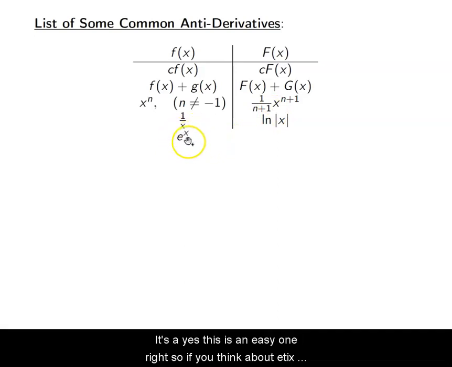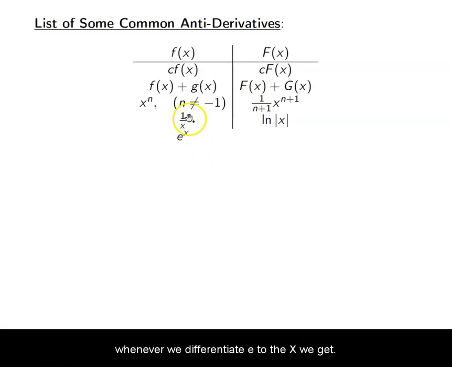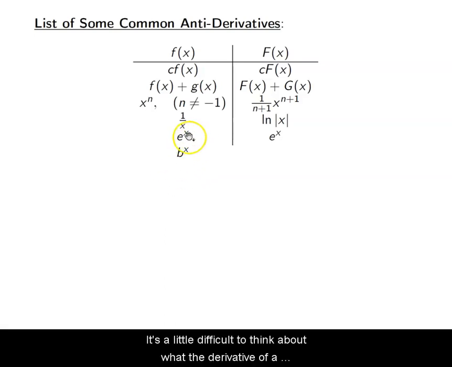e to the x, this is an easy one, right? If you think about e to the x, whenever we differentiate e to the x, we get e to the x. So the antiderivative of e to the x is e to the x. Okay. What about b to the x, an exponential function, right? So here's a little bit different, because it's a little difficult to think about what the derivative of an exponential function is, and the antiderivative will be a little bit more difficult, right?